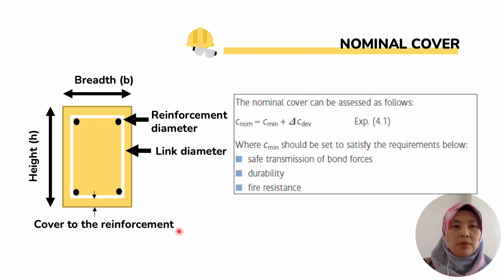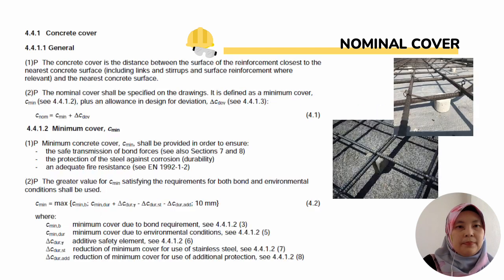As we can see from this figure, we are going to consider the cover to the reinforcement, which is to be covering the link as well as the reinforcement. So this is where the cover will be. And this is the clause given in Eurocode 2 with regards to the nominal cover. The concrete cover is the distance between the surface of the reinforcement closest to the nearest concrete surface, including the links and stirrups, and surface reinforcement where relevant, and the nearest concrete.